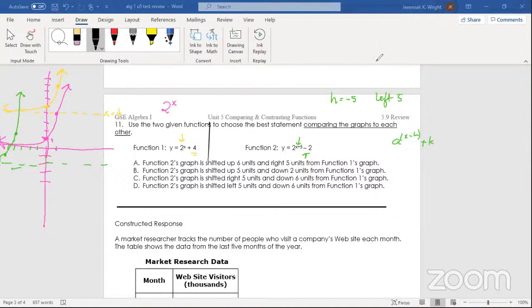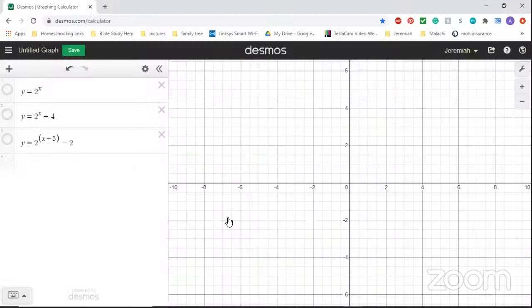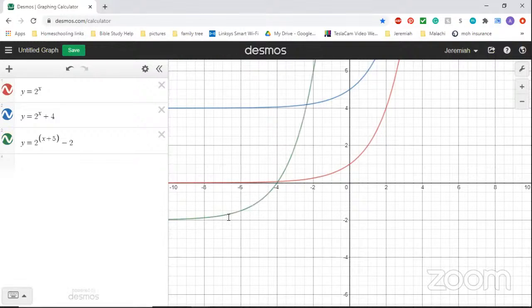Now, if you have a graphing calculator, you can plug this into your graphing calculator and look at it there. I think I have it up on Desmos. Okay, so this is where we started, y equals 2^x. Then here is the first equation that we had, 2^x plus 4. And here is the third equation, 2^(x+5) minus 2. And let's look at these points again. This is at (0, 1). This one is (0, 5). And this one is at (-5, -1).